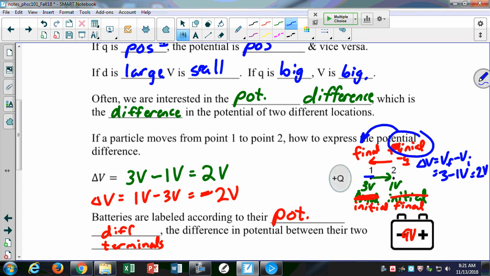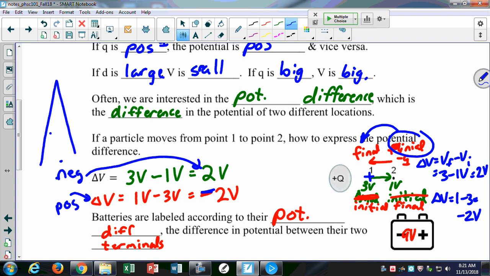Whereas here, my positive charge is moving from 3 to 1 volts. So the delta V for that one is going to be 1, that's my final voltage, minus 3 volts, which is equal to negative 2 volts. So we saw a little bit later in the next page that for a proton, or for a positive charge, I'm going to see a delta V that's negative, but for a negative charge, I'm going to see a delta V that's positive.